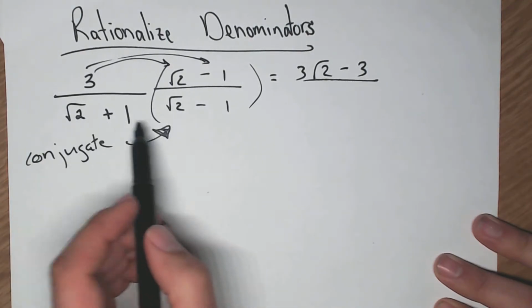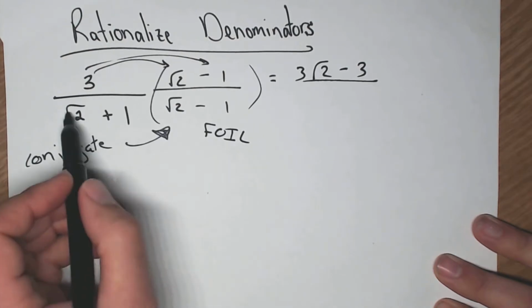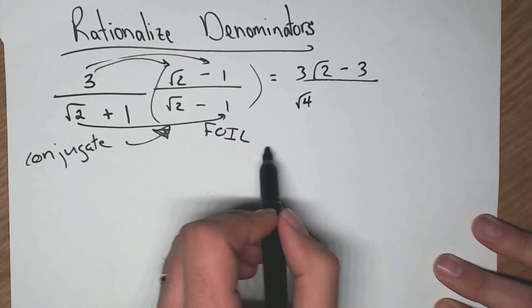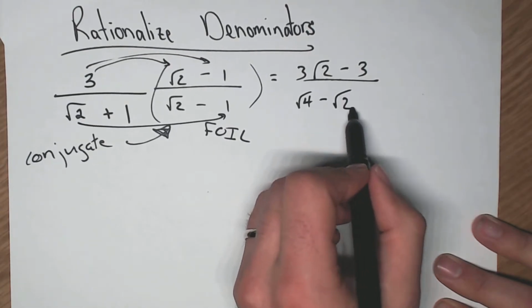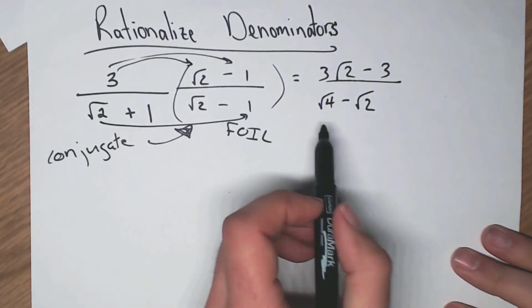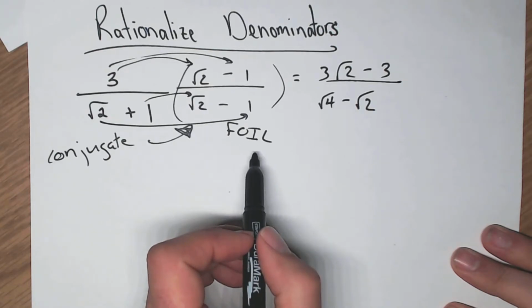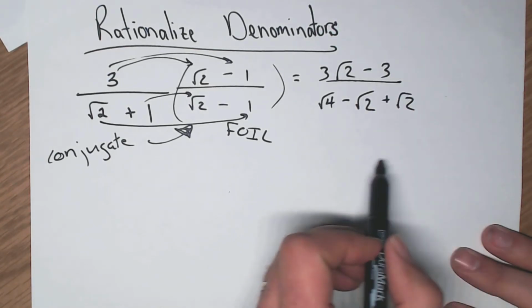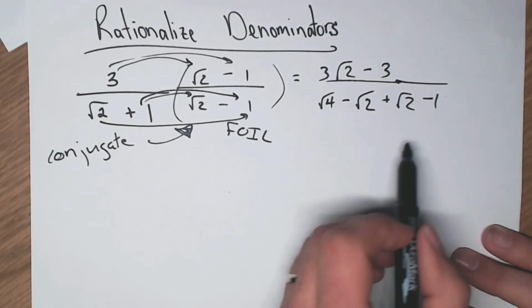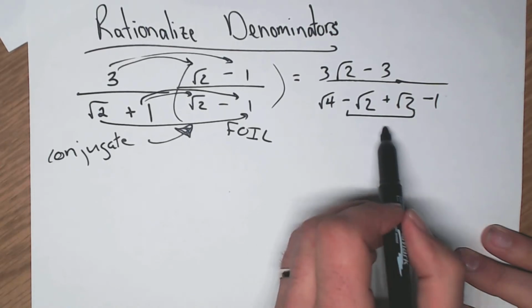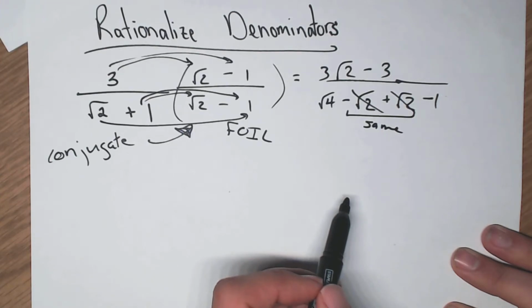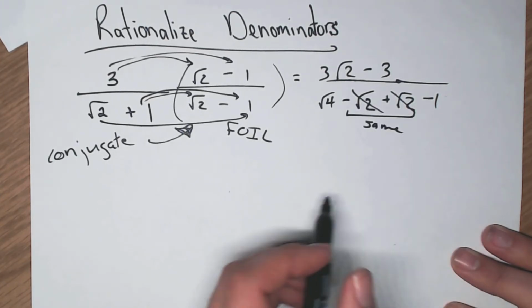Then I have to FOIL on the bottom. Square root of 2 times square root of 2 is the square root of 4. Square root of 2 times negative 1 is a negative square root of 2. Then I have a positive 1 times the square root of 2. That's a positive square root of 2. A positive 1 times a negative 1 is negative 1. You'll notice these two terms are the same, except opposite, so they cancel each other out. That's important. That's what we wanted to have happen.